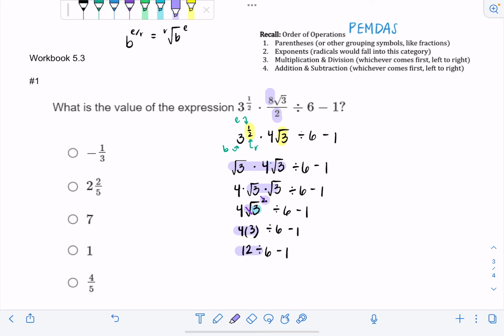And then I can do 12 divided by 6 as my next step. 12 divided by 6 is 2 minus 1, and then 2 minus 1 finally is 1 for our final answer. Okay, so our final answer is 1. It could be in a different spot on your answer choices, but you should end up with 1 either way.